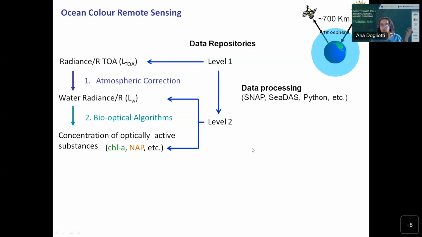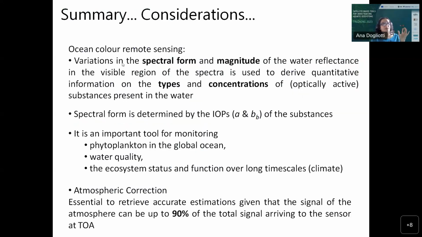I know Lorraine has also been talking about the levels of processing, and she mentioned that it depends on how they call it, level 1A, level 1B, level 2. But basically level 1 means there's no processing, just the data at top of atmosphere, that's what I mean, sorry. And level 2 is already processed with atmospheric correction and in the right product.